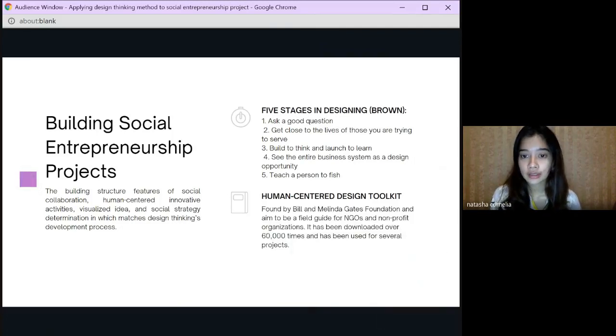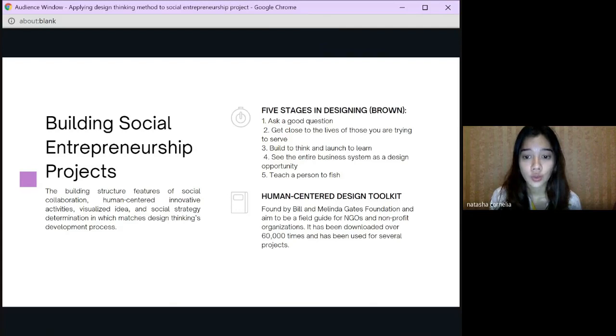Aside from that, there are also 5 stages of designing a social entrepreneurship project through the design thinking approach that has been proposed by Brown. First one is ask a good question. Second one is get close to the lives of those you are trying to serve. Third, build to think and launch to learn. Fourth, see the entire business system as a design opportunity. And fifth, teach a person how to fish.